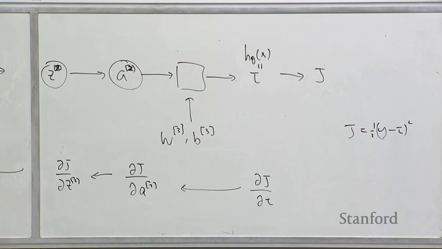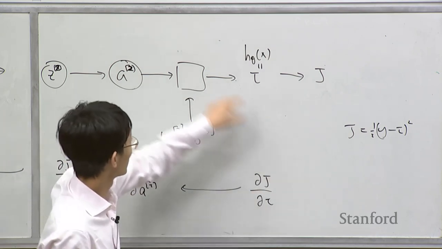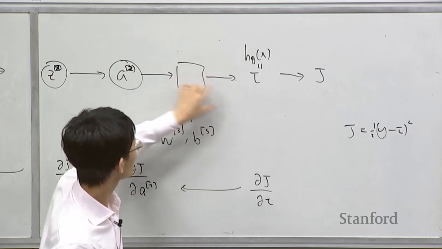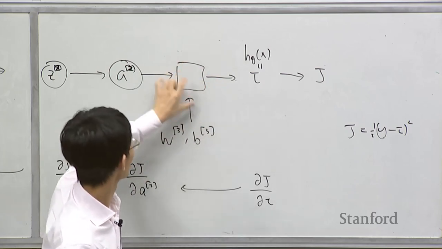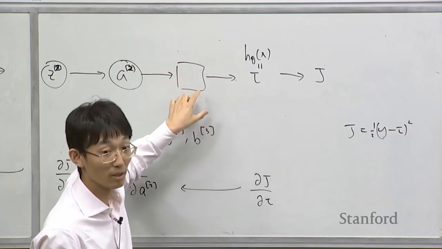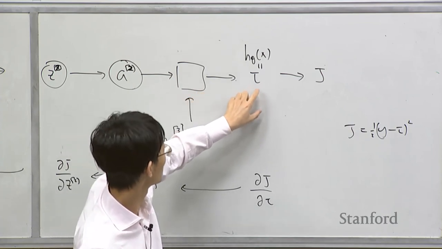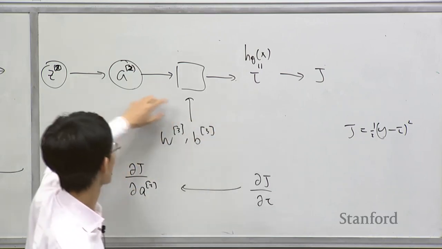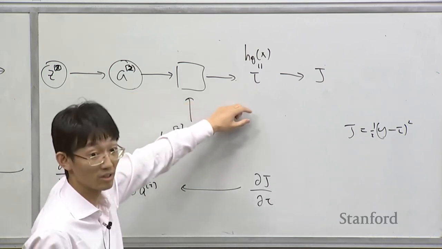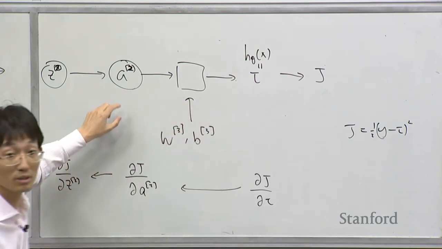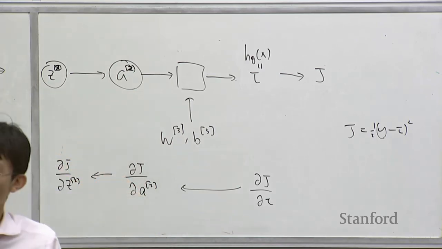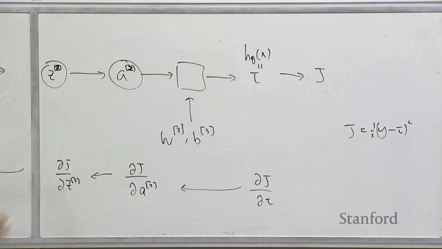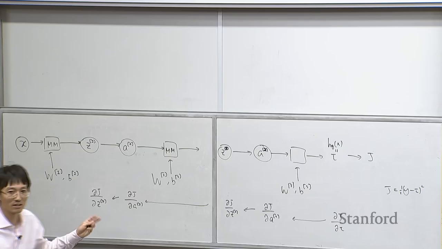All of those lemmas are about this kind of relationship. Suppose this is a module, and tau is the output of this module. If you know how to compute dJ over the output of the module, then you want to know how to compute the derivative with respect to the input of the module. All of those three lemmas are doing this. I'm not going into the details because we don't have enough time to review again, but that's the basic idea.